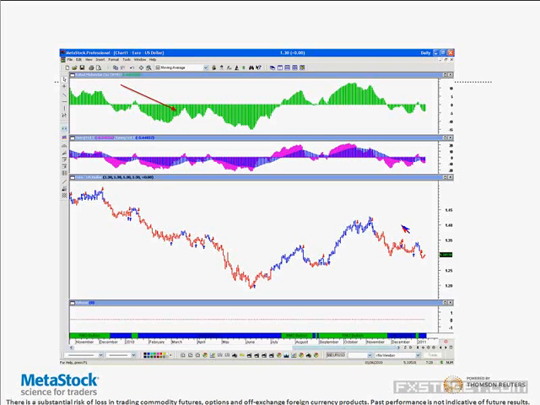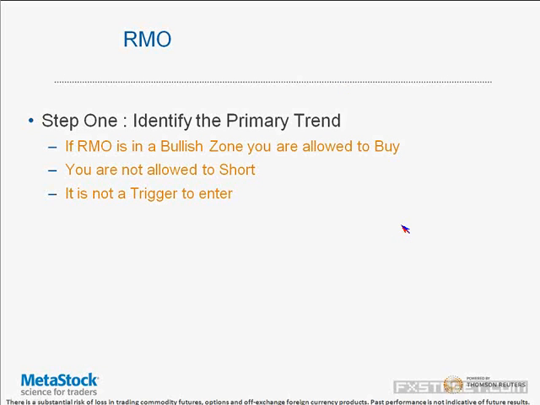Okay, so I've got a lot of examples here, but we'll just go through it real quick. We're going to go to the summary of the rules here. Step 1, we're going to identify that primary trend. Very, very easy to do. If it's going up, we want to buy. If it's going up, we don't want to short. It's that simple. Again, it's not a trigger to get in. It's not a trigger to go ahead and buy the stock. We don't want to buy just because it goes above 0 or below 0. We want to wait for the other rules to match up. Okay?